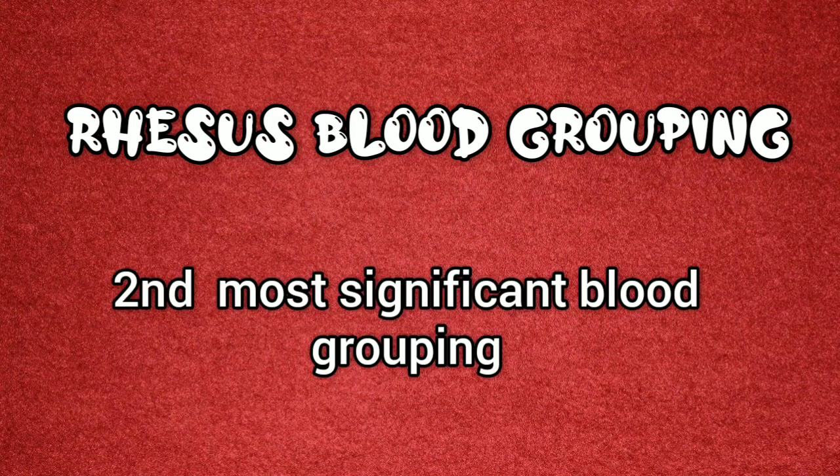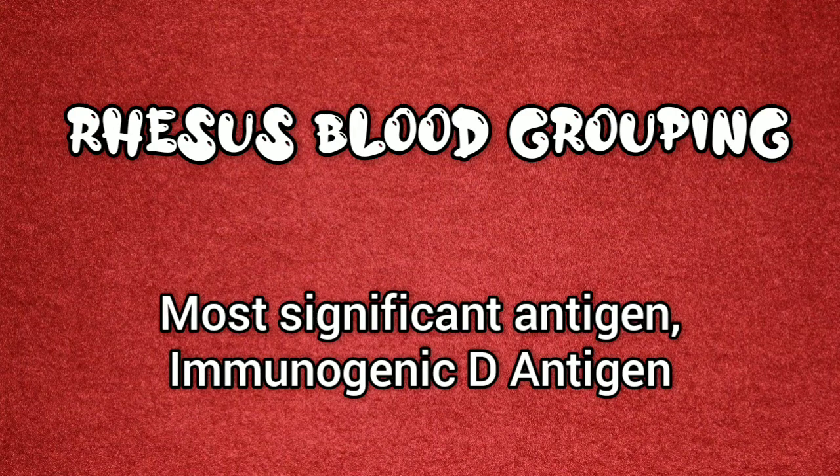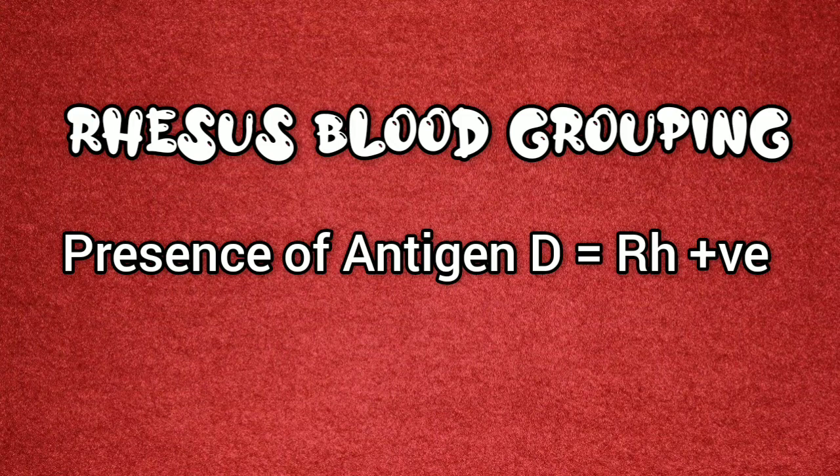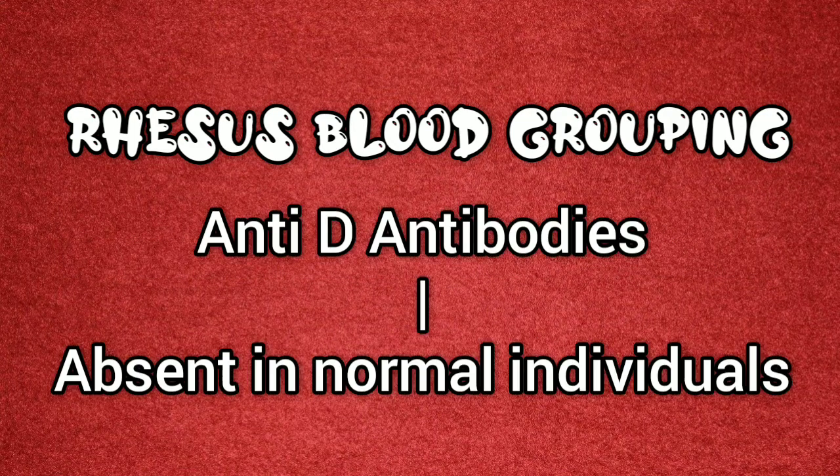Rhesus blood grouping. RH blood grouping, meaning rhesus blood grouping, is the second most significant blood grouping in human transfusion, with currently 50 different antigens. Among them, the most significant antigen is the immunogenic D antigen. An individual having antigen D is Rh positive and an individual without antigen D is Rh negative. Rhesus factor in the blood is inherited as a dominant trait. Anti-D antibodies are naturally absent in the plasma of an individual.